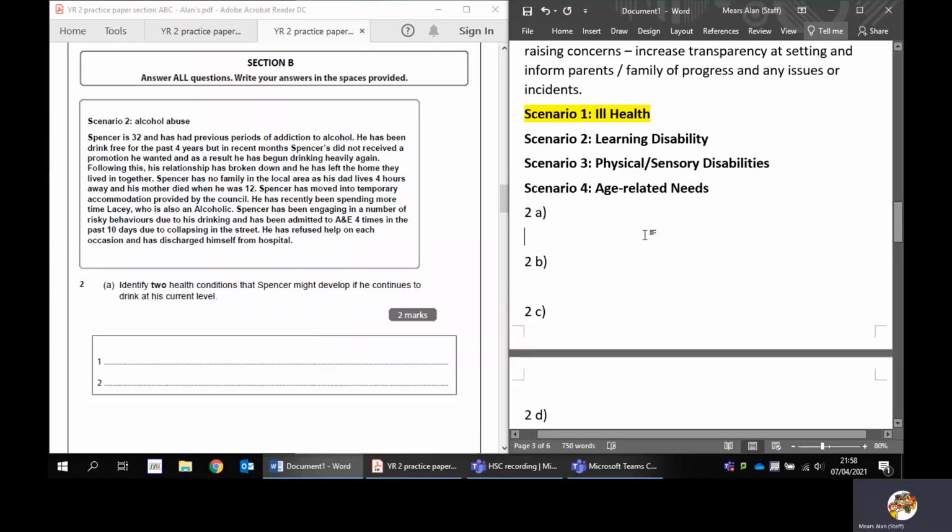So the first one says, identify 2 health conditions that Spencer might develop if he continues to drink at this level. So we're going straight in with just 2 points. So one thing, if you're drinking heavily, this could increase the risk of throat, stomach, or bowel, even liver cancer as well. Put that one on here.